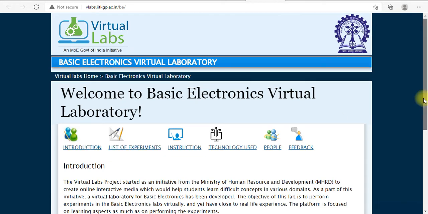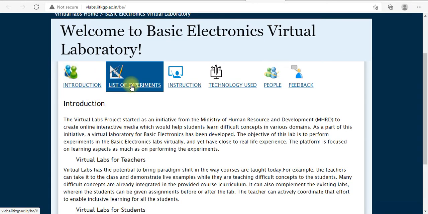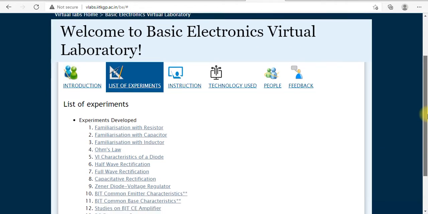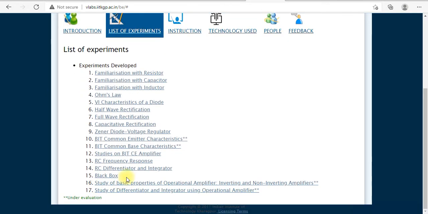Now these are some experiments, maybe. These are the introduction part. What are virtual laboratories? In the COVID scenario, we used virtual labs. So these are some experiments related to basic electronics. We can find the BJT common characteristics, the full wave rectification by diode, the half wave rectification, and the characteristics of diode.